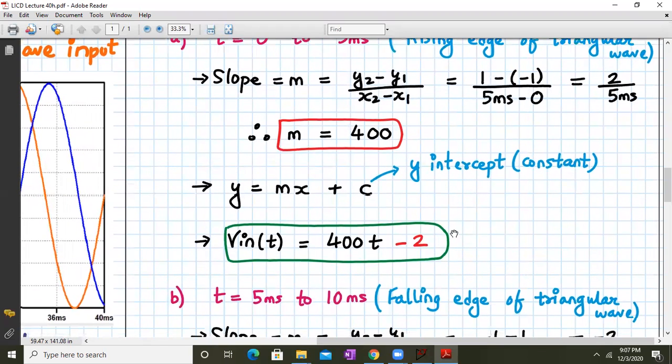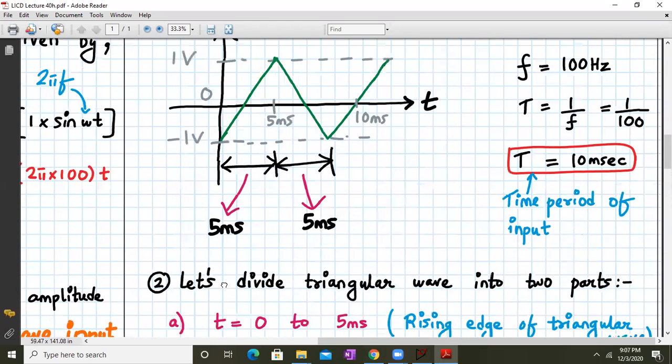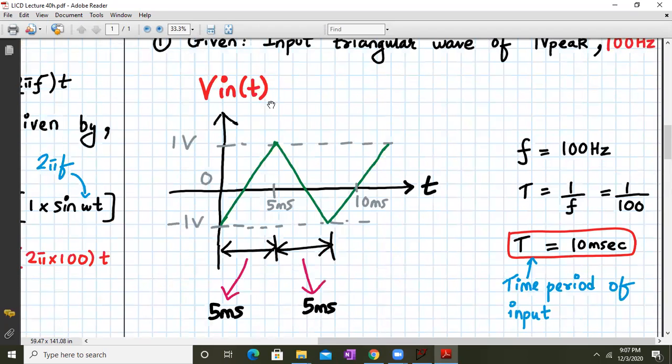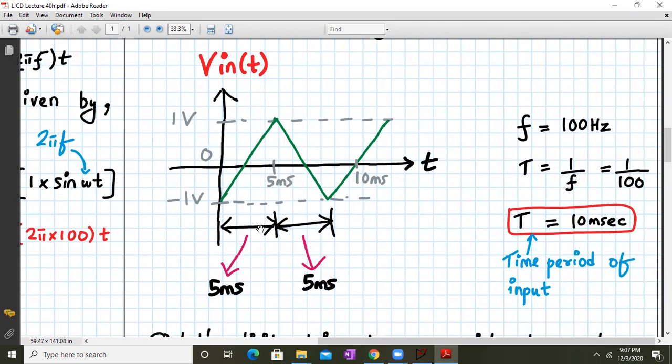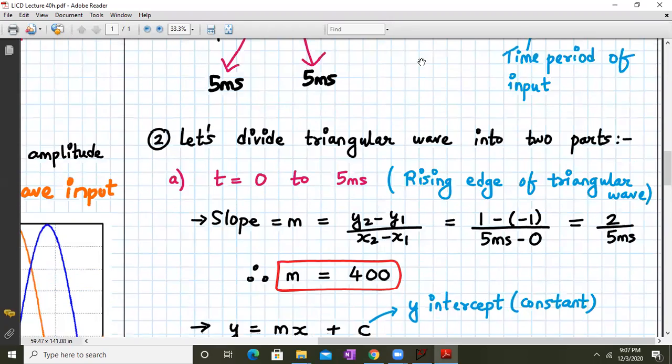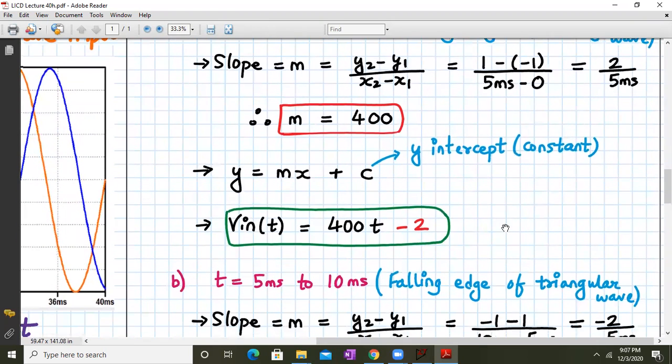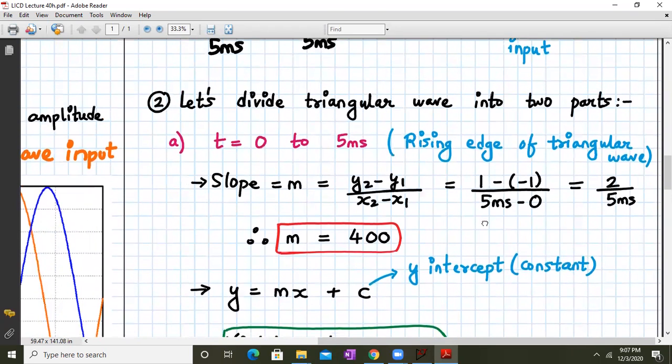If not, please analyze the input waveform carefully. So y is actually v in of t, x is t. So here y is input voltage with respect to time, and x axis is t. And the slope from 0 to 5 millisecond is around 400, and the y-intercept is minus 2. You can work it out mathematically why the y-intercept coordinate is minus 2. So v in of t is 400t minus 2 for the period 0 to 5 millisecond.